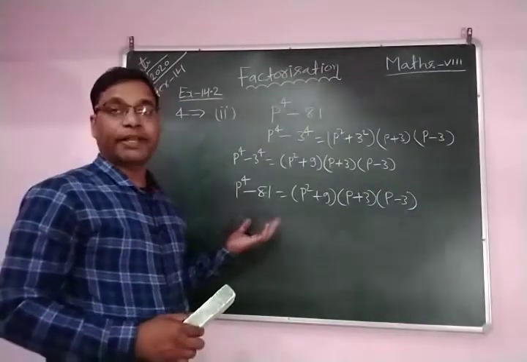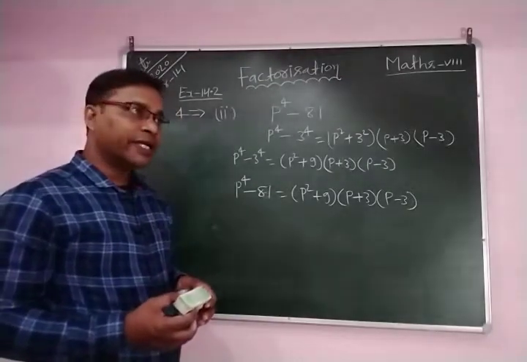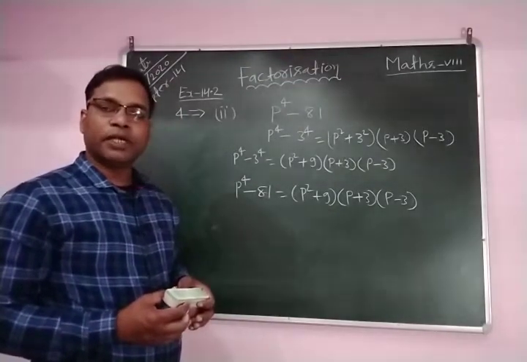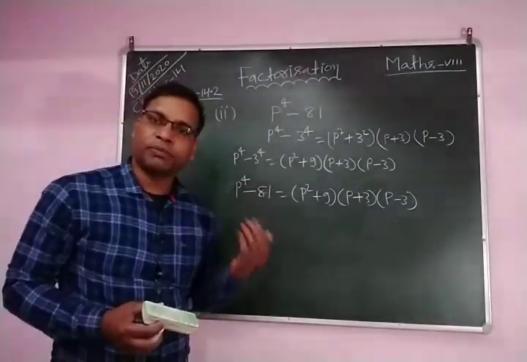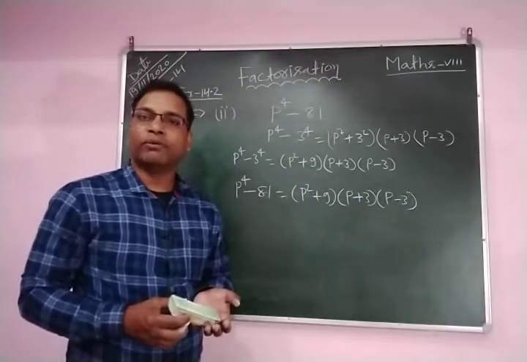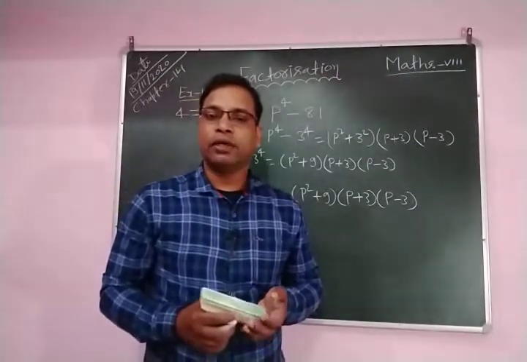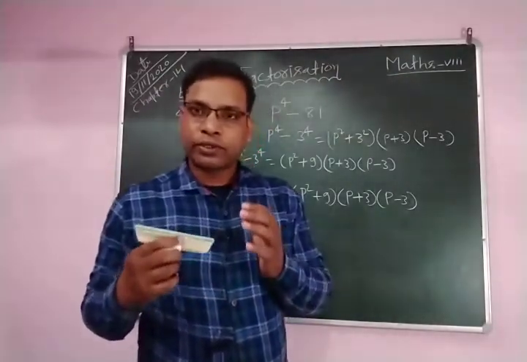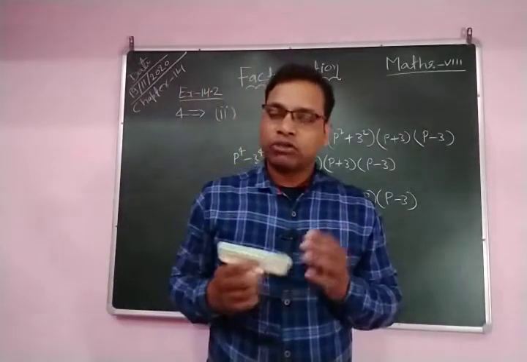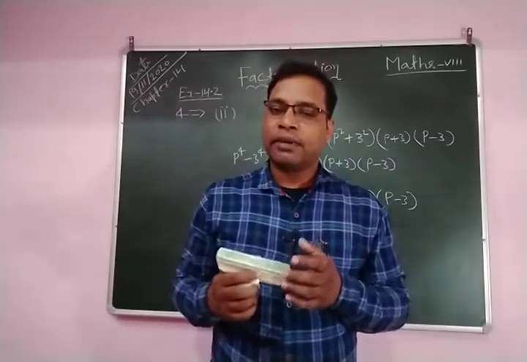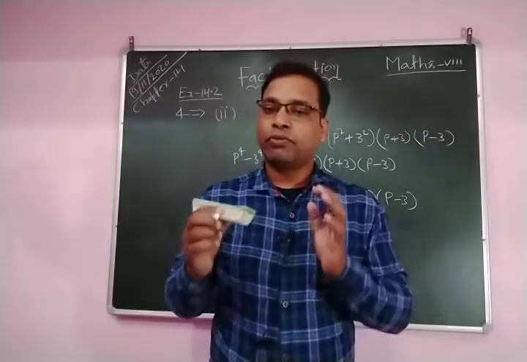How can we find the factor of p power 4 minus 81 with the help of the identities and the law of exponents, a to the power m whole power n, or you can take the first part, a power 4 minus b power 4, which is equal to a square plus b square into a plus b into a minus b. Now we are going to discuss the next part of question number 4. It is the third part. Also find the factors of the third part. The third part is x power 4 minus y plus z to the power 4.